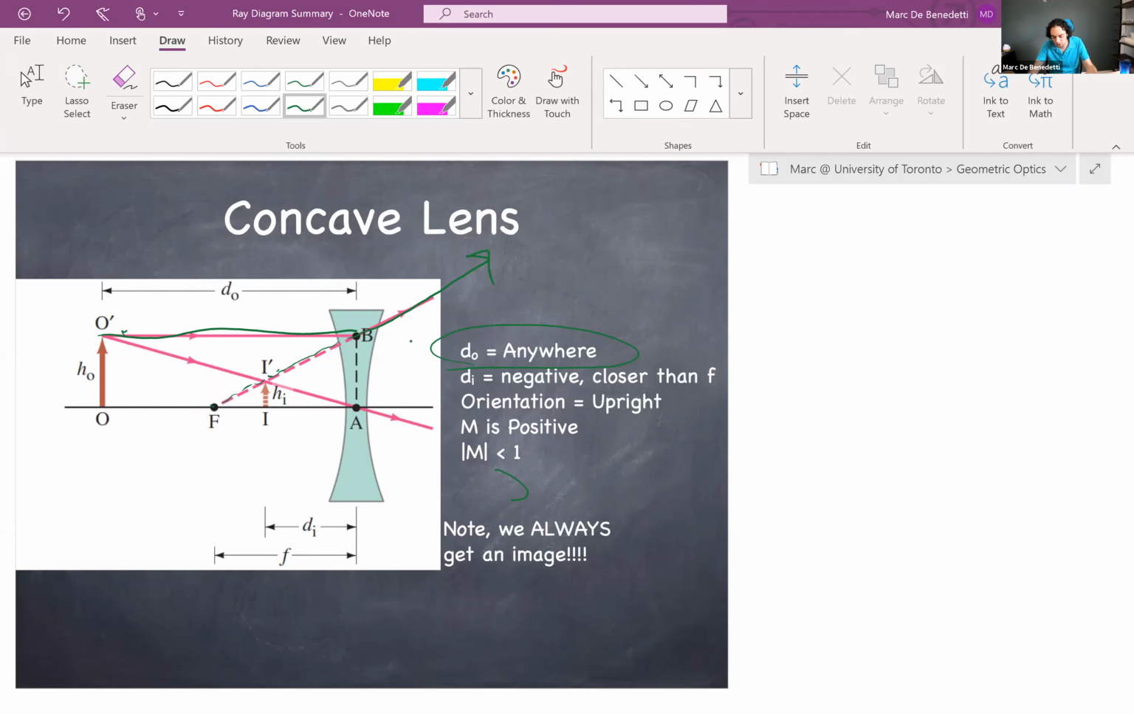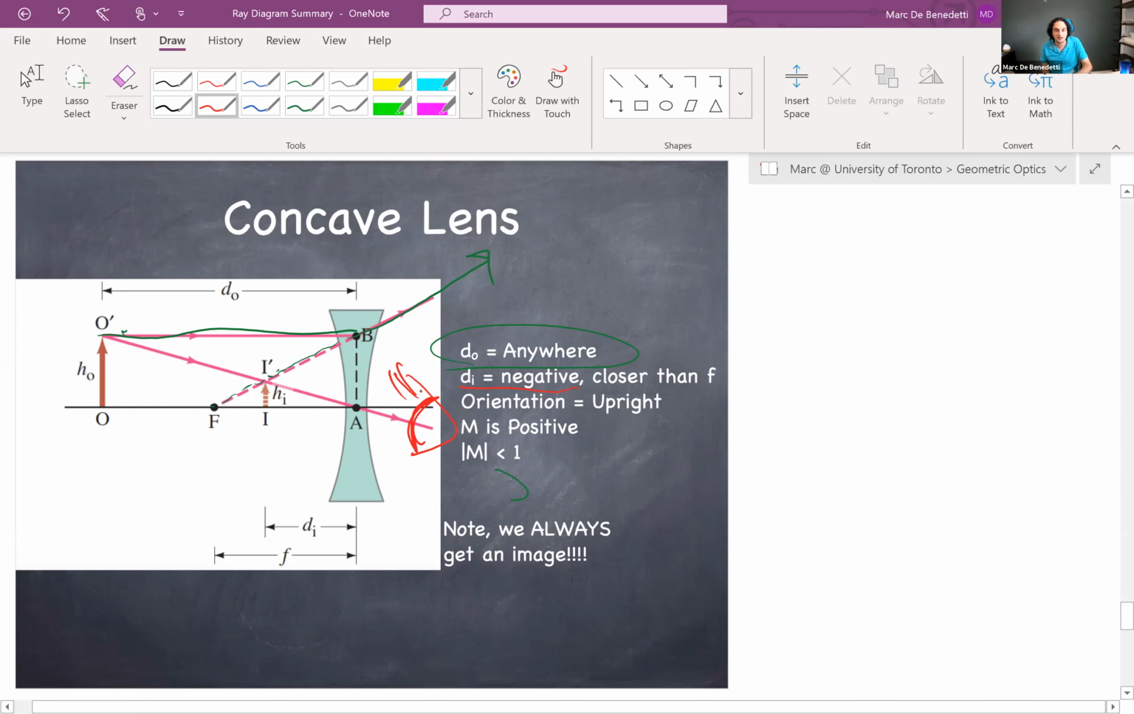It doesn't matter where you place the object. You can place it anywhere: at the focal, beyond the focal, closer than the focal, at the radius of curvature, beyond the radius of curvature, literally anywhere. Always, always, always, your image is going to be virtual. So your di value is going to be negative, and the image is always going to be formed closer than the focal point. And it's virtual, so if you put a screen there, you're not going to be able to see it. It's an optical illusion, so the only way for you to see the image is for your eyes to be looking on this side over here.